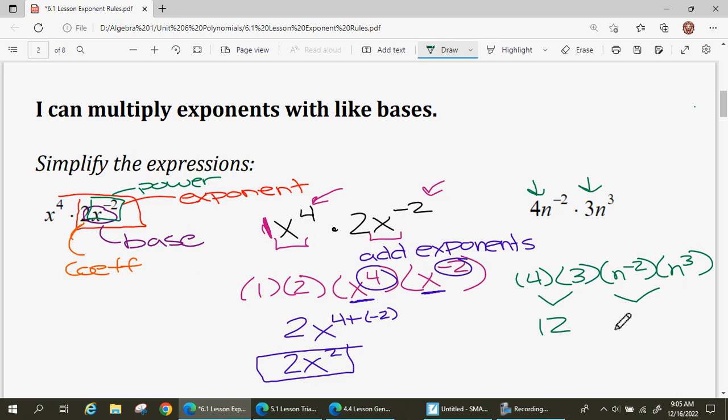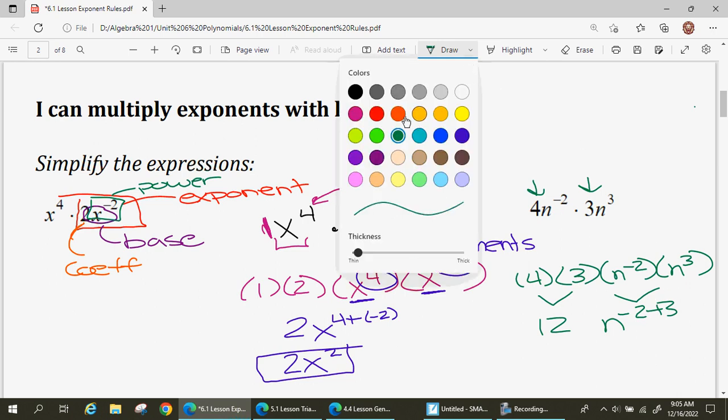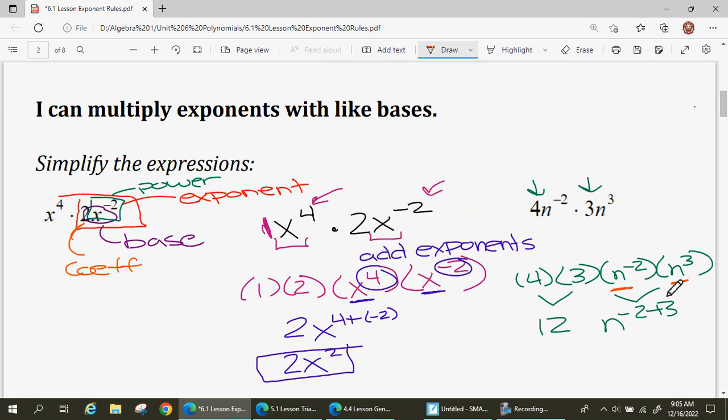And then these two are going to give us n still as our base, and we're going to do negative 2 plus 3. We're adding the exponents because these have like bases. We're not allowed to do this unless the bases are the same. Negative 2 plus 3 is positive 1. You can write the 1, but we don't have to. Whenever you see a letter or a number and it doesn't have an exponent, that means the exponent is 1. So both of these are fine.